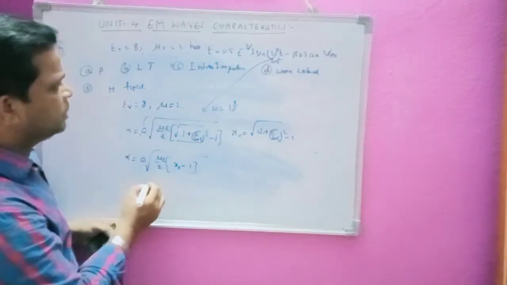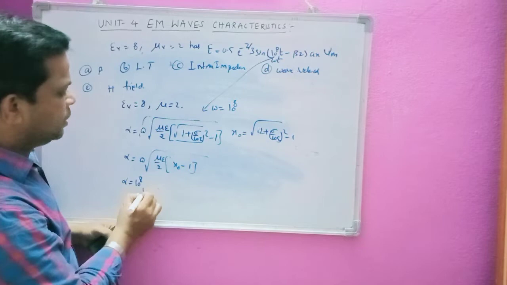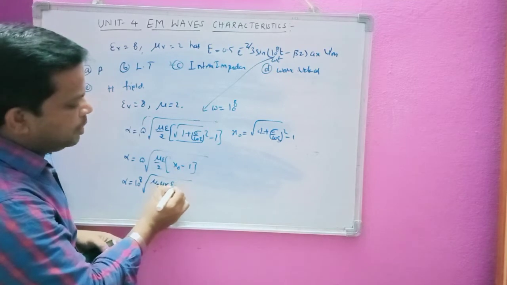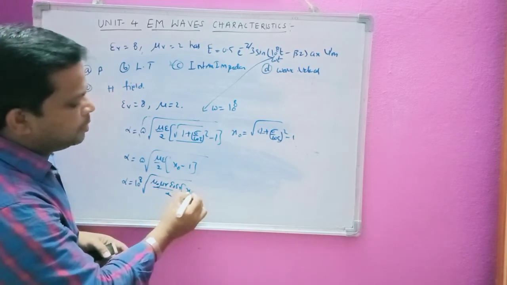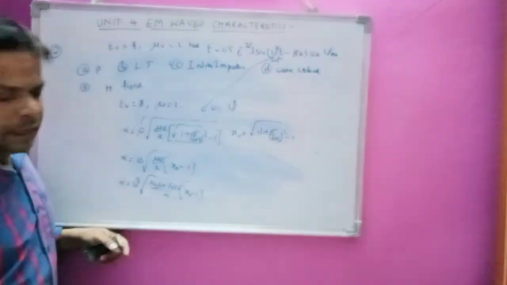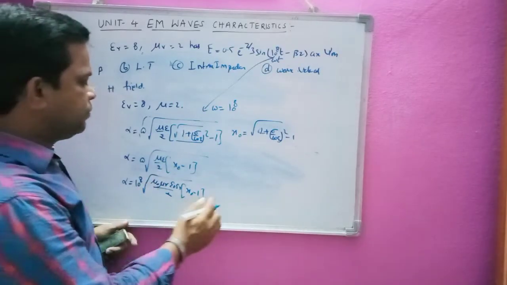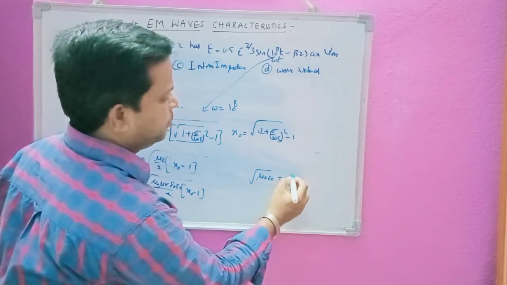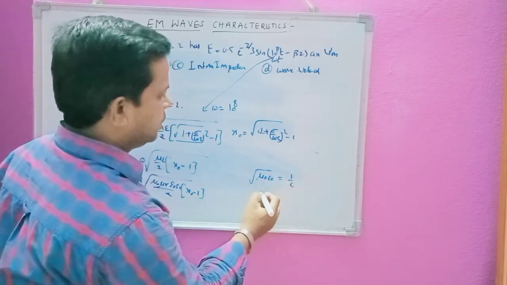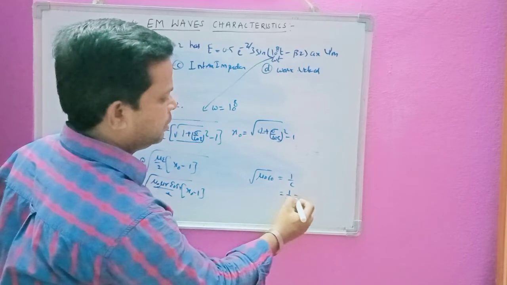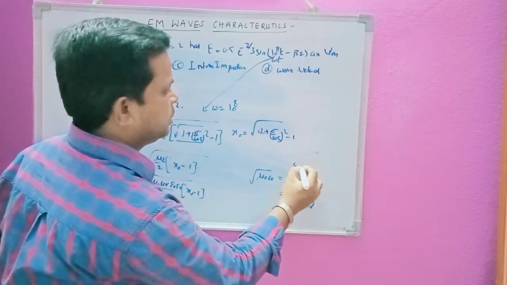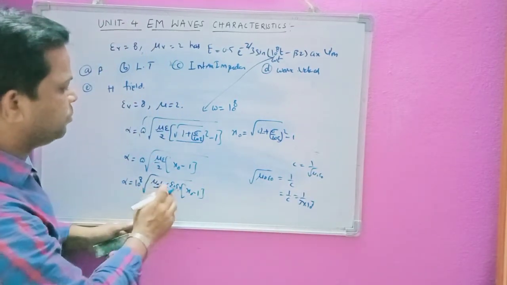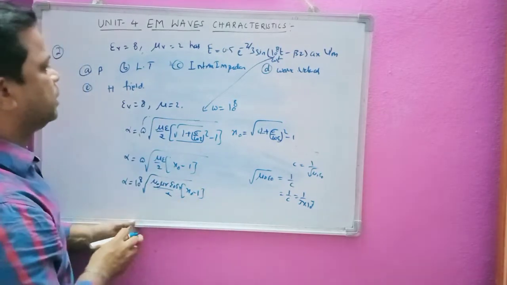Omega he has given as 10 power of 8, so alpha is equal to 10 power of 8 into square root of mu naught into mu r and epsilon naught into epsilon r by 2 into x naught minus 1. Now, after substituting the values, we know that the square root of mu naught into epsilon naught is equal to 1 by c, that is 1 by 3 into 10 power of 8. Actually c is equal to 1 by root of mu naught epsilon naught. And mu r into epsilon r, he has given as, I will erase this one here first.